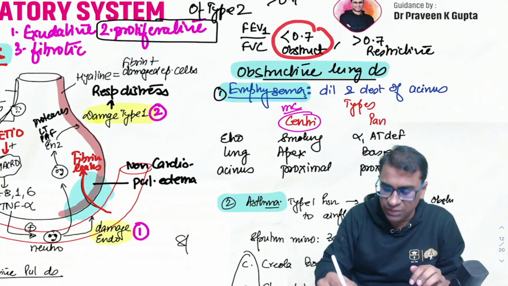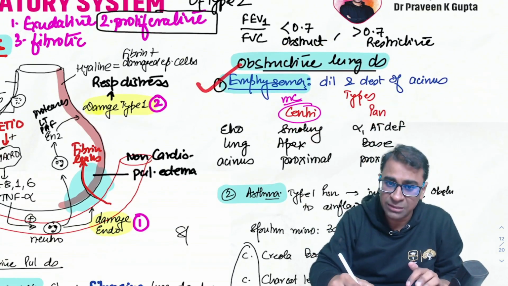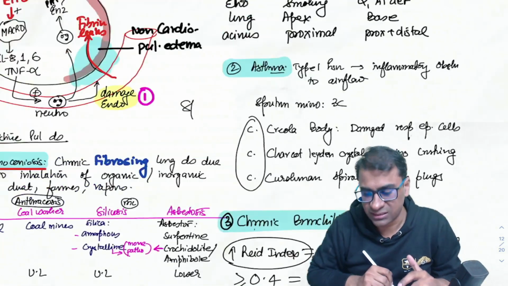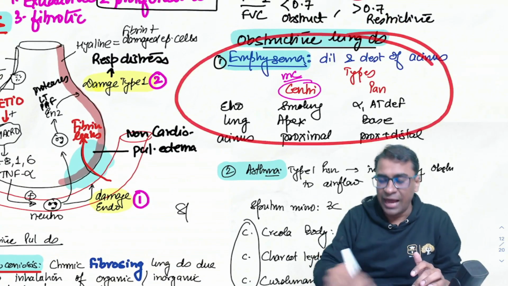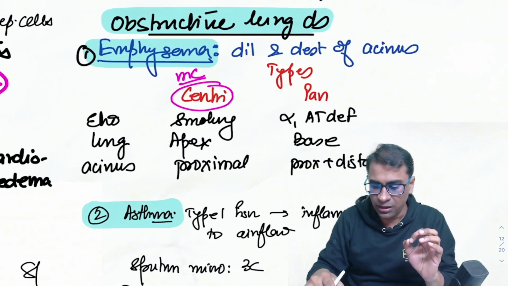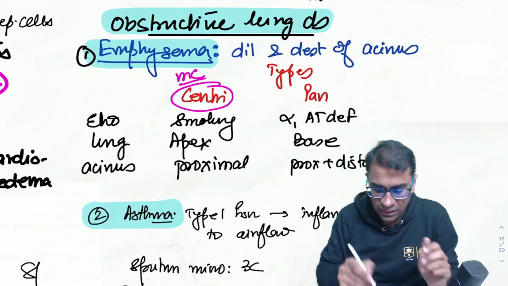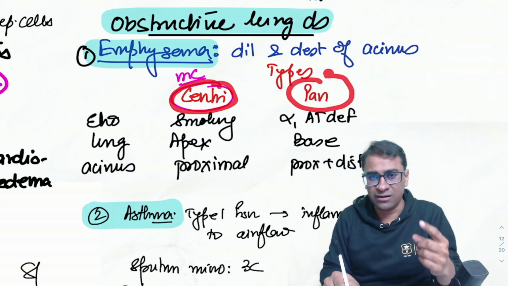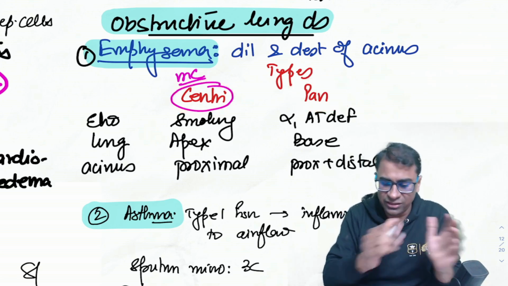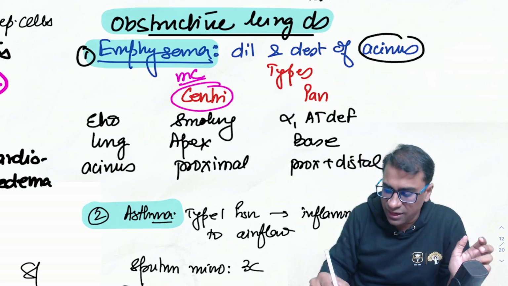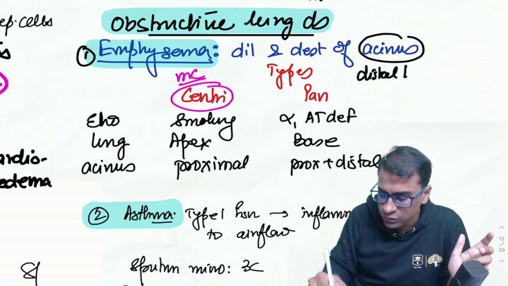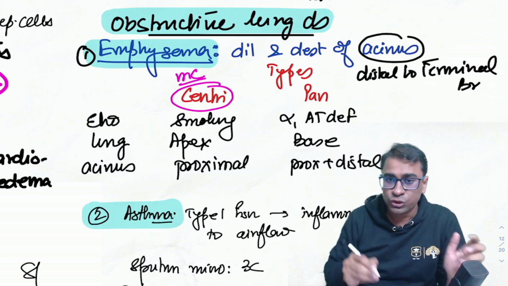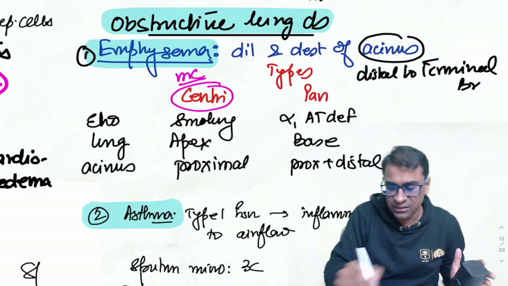Among the obstructive, there are 4 diseases: emphysema, asthma, chronic bronchitis, and bronchiectasis. Starting with emphysema. Emphysema is irreversible dilation and destruction of acinus. It can be centriacinar or panacinar. Centriacinar मतलब proximal acinus involved. What is acinus, sir? Acinus is the airway distal to the terminal bronchiole. So if the proximal acinus is involved, it's centriacinar.